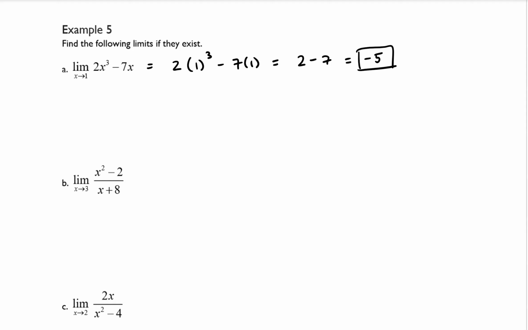Let's look at part B. Part B wants us to evaluate the limit as x approaches 3 of the quantity x squared minus 2 divided by the quantity x plus 8. Now, remember for rational functions, we can plug in the x value as long as it doesn't make the denominator 0, which in this case it does not. So we can go ahead and just plug in 3 squared minus 2 over 3 plus 8. So that gives us 9 minus 2 over 11, and so our final answer is 7 over 11.